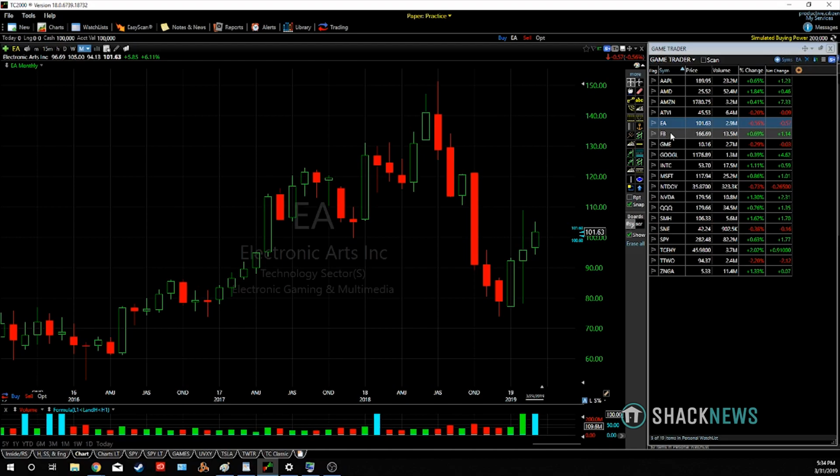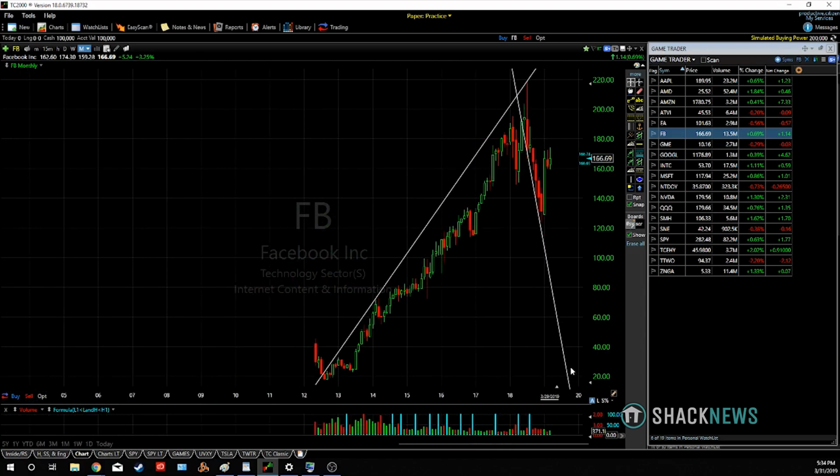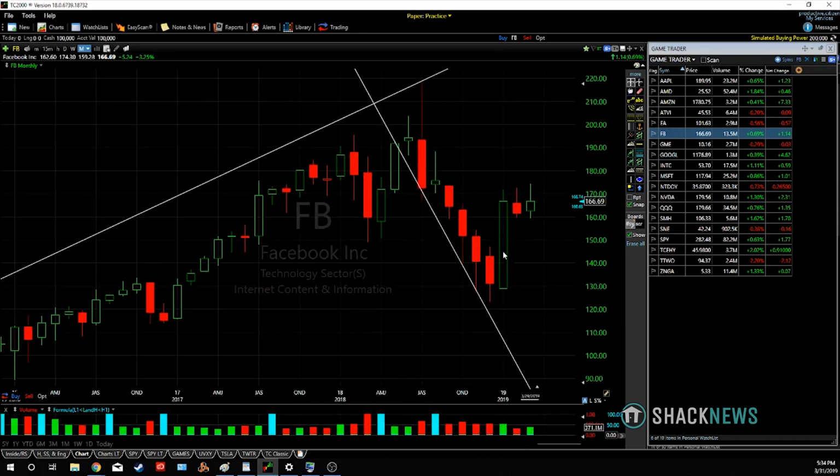On to the worst company in the world, Facebook. Man, I'm just so confused. This stock had every horrible headline all last year, and it kind of just went down this really steep downtrend. So it was on its way to zero if it kept going that way.